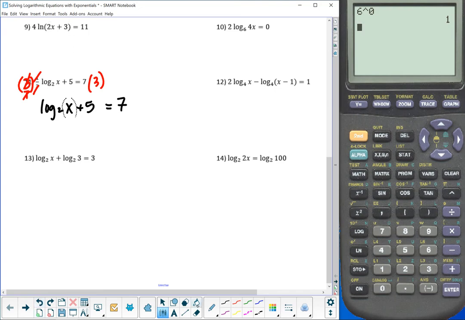So I'm going to go ahead and subtract 5. It's going to give me log base 2 of x equals 2. And you go ahead and exponentiate this with base 2, which will simplify this out to a 1, and you have x left. So x is equal to 2 squared, or 4.